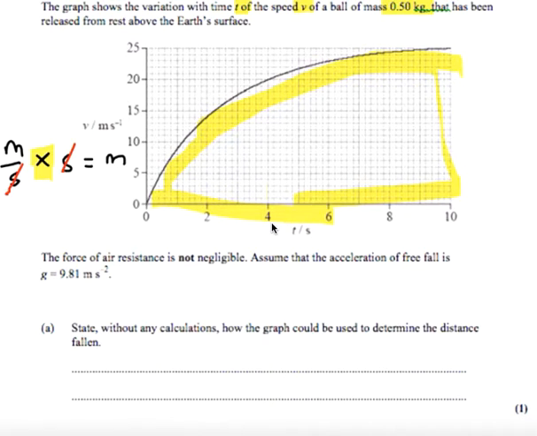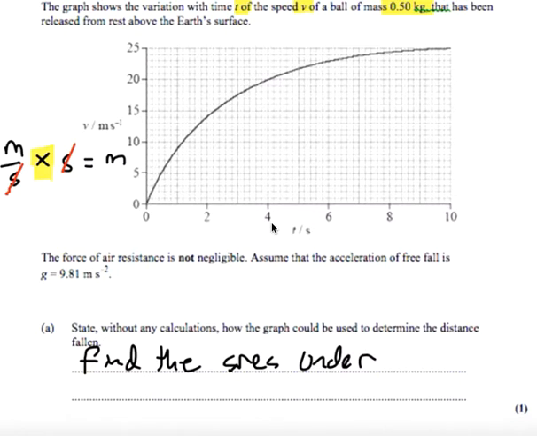Now, one way to find that area, since this isn't a regular shape, would be to add up the boxes under the curve. Mercifully, the question doesn't actually ask us to do that. It says, without calculations, explain how you could do it. And so the answer is just to find the area under the curve.